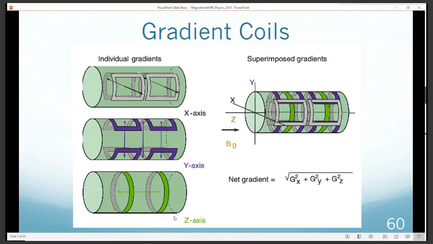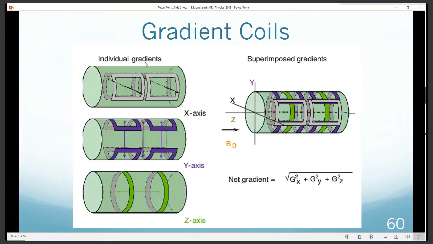And look at the bottom left here, you see the Z axis is basically two coils with opposed currents in them. So they cancel out in the middle right between them. And the magnetic field increases in one direction away from the center, or what we call the isocenter of the magnet, and decreases in the other direction.